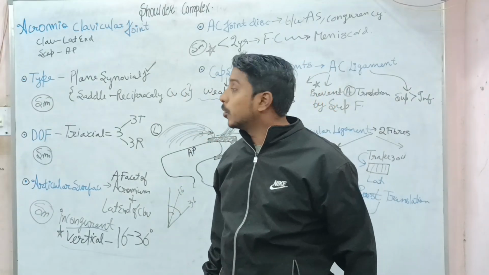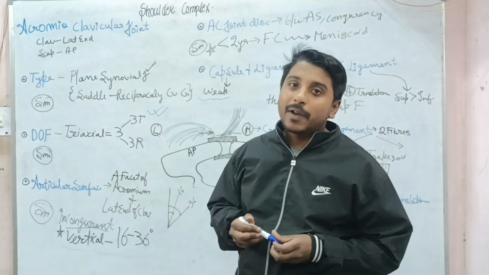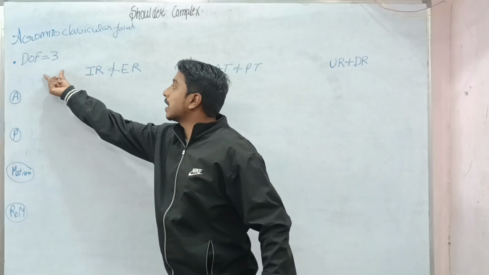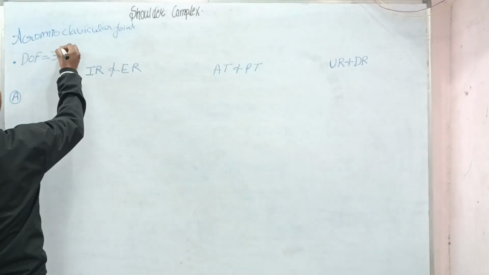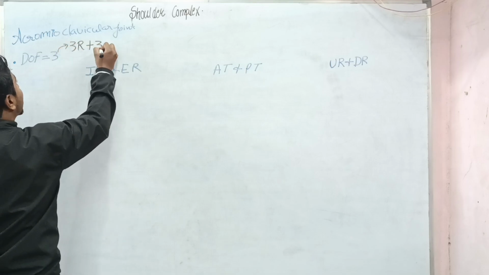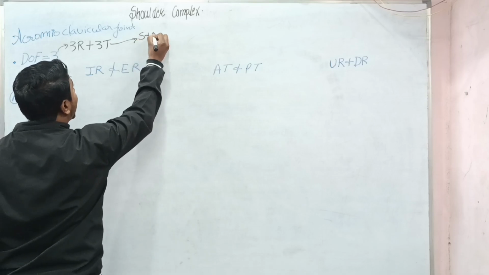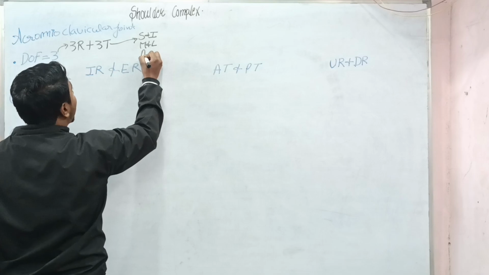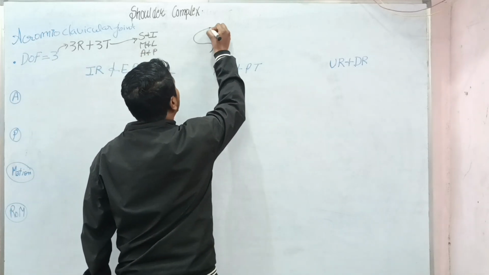Now we will study the motion and the degree of freedom of the acromioclavicular joint. The degree of freedom, as we discussed earlier, is 3. So we can write it as 3 rotatory movements and 3 translatory. The translatory can be superior and inferior translation, medial and lateral translation, anterior and posterior translation. I can draw it for you.